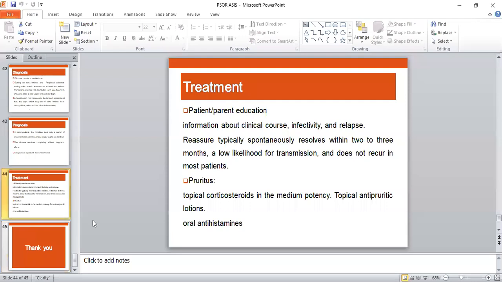I have just completed, and this is basically the treatment.